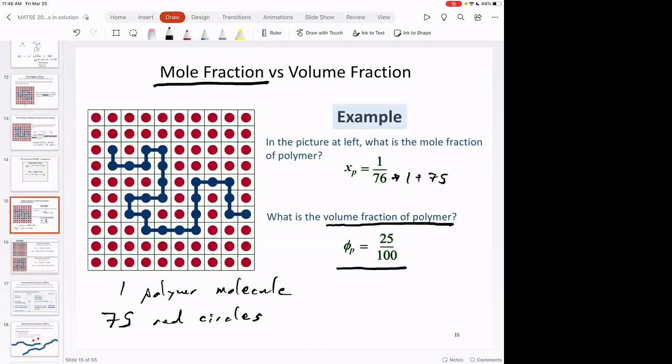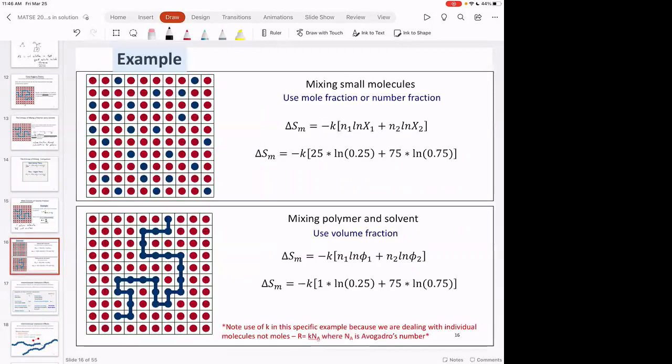All right, we already covered that. So this is just a little example with numbers where we take our number of moles and mole fraction, and then we take our number of moles and volume fraction. And this now is just the entropy part. We still have to figure out this enthalpy part because we said that like dissolves like, so the intermolecular interactions are going to be important in polymers as well.